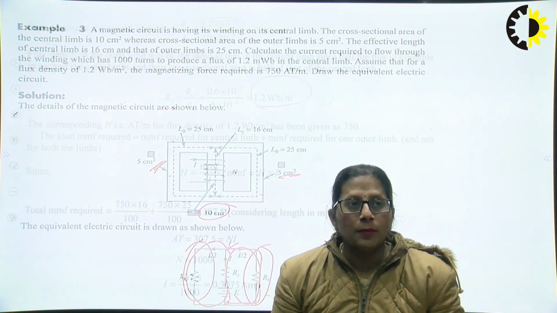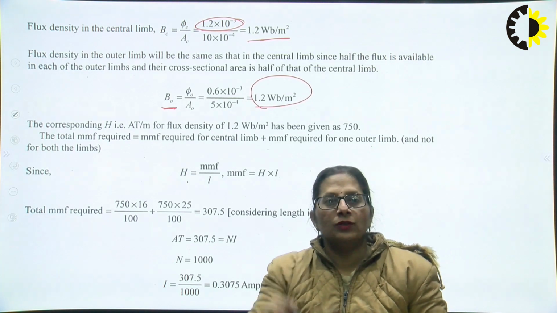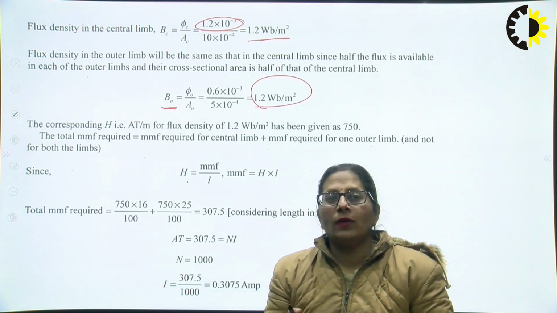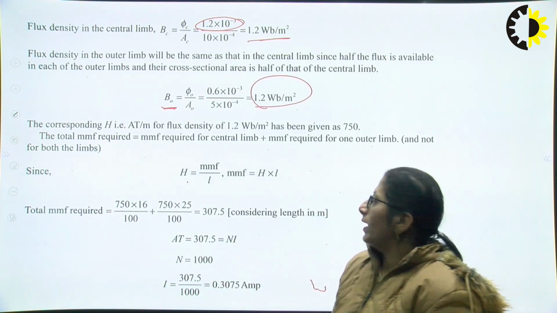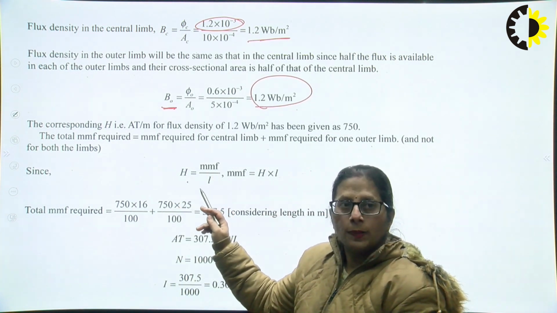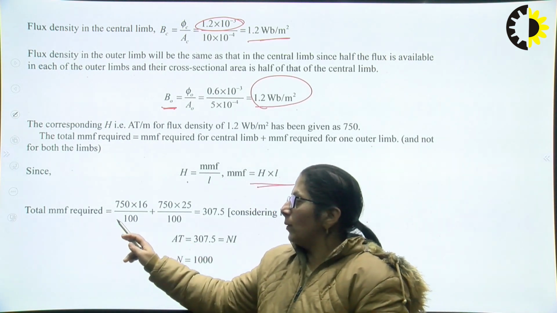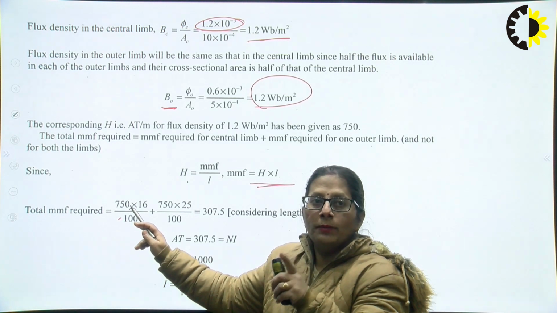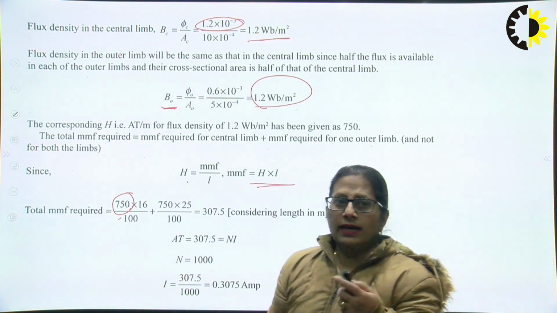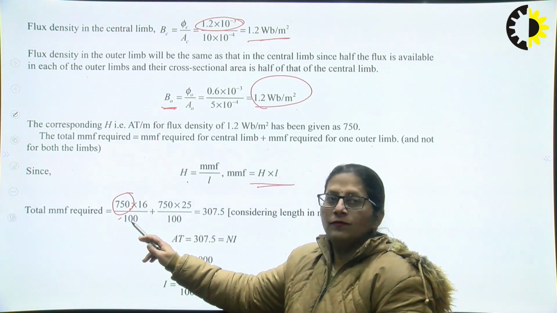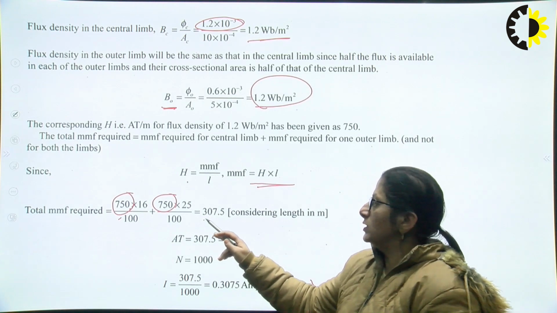So what is the net MMF? The total MMF required is equal to the MMF required for the central path plus the MMF required for one of the outer limbs, any one, which is going to remain the same for both. So H is MMF upon L, that is, MMF is H into L. The total MMF required is H for 1.2 Weber per meter square, that was 750, into L, converting into meters, 16 upon 100. Similarly, 750 into 25 upon 100. So we are getting 307.5.